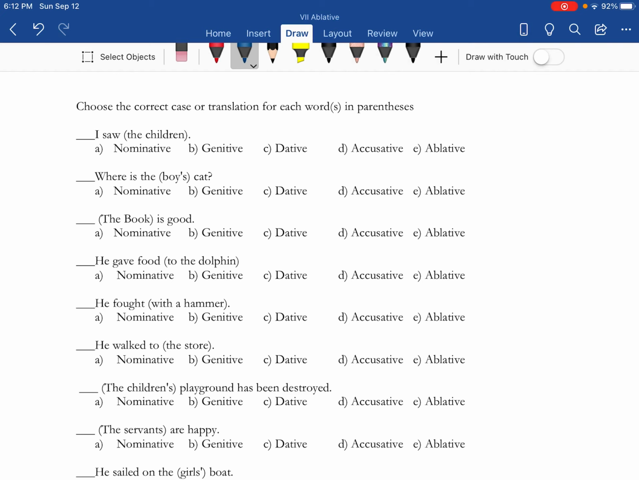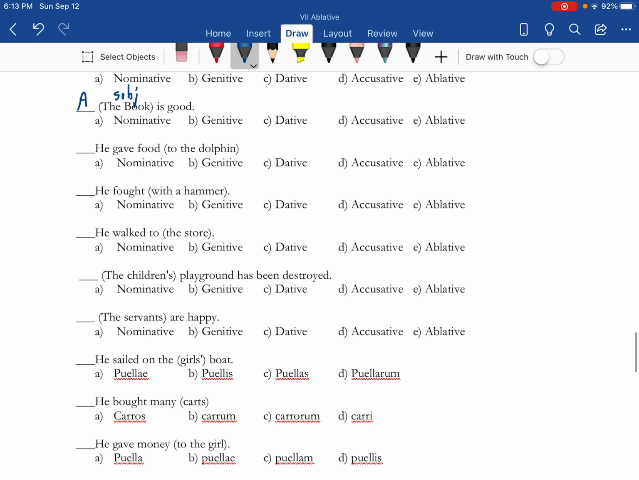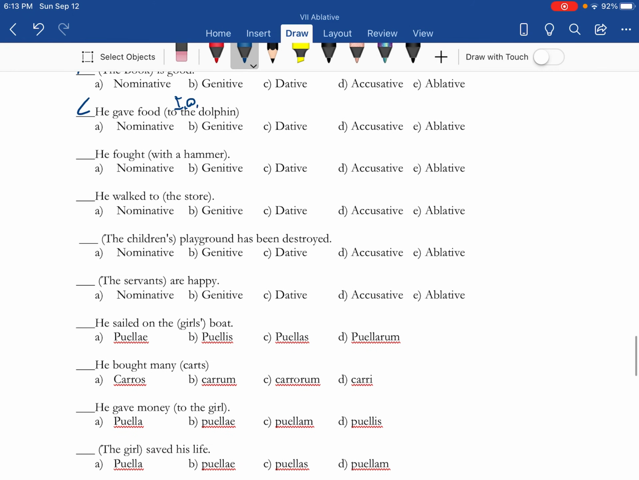In our more case usage, children is the direct object, so that's going to be accusative. Boys is showing possession, so genitive. The book is good, subject, so nominative. He gave food to the dolphin. This is an indirect object, which receives the direct object. So dative, C. He fought with a hammer. This is going to be means, so ablative. E.